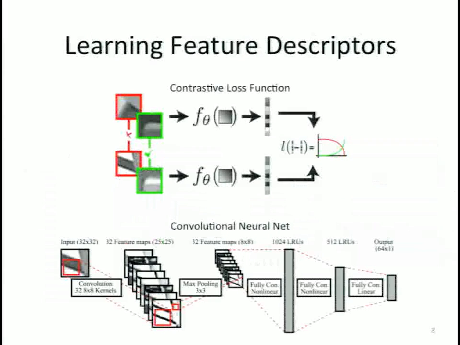We then use pairs of matching and non-matching patches to train a convolutional neural net with a contrastive loss function that encourages matching patches to be close together in feature space and non-matching patches to be far apart in feature space.